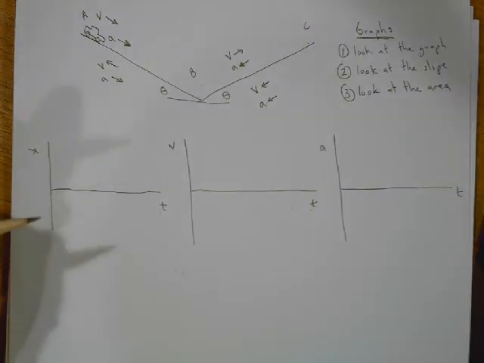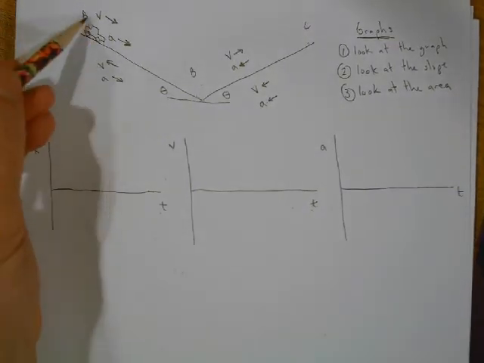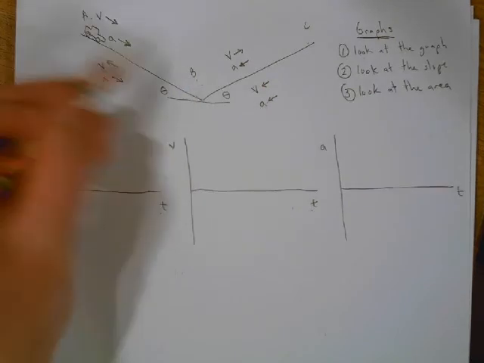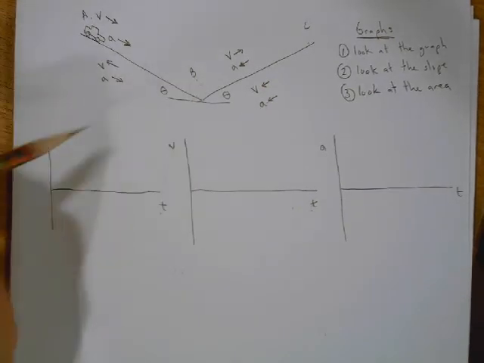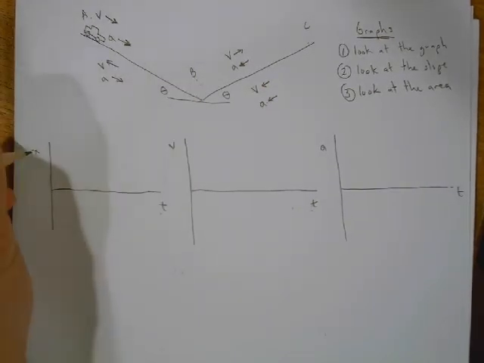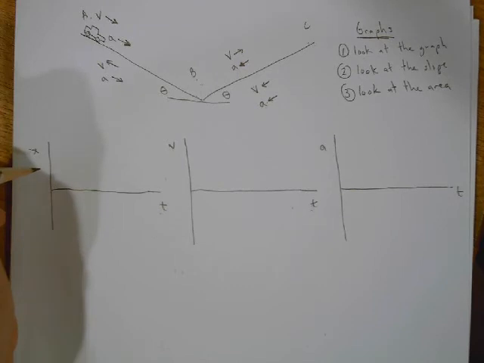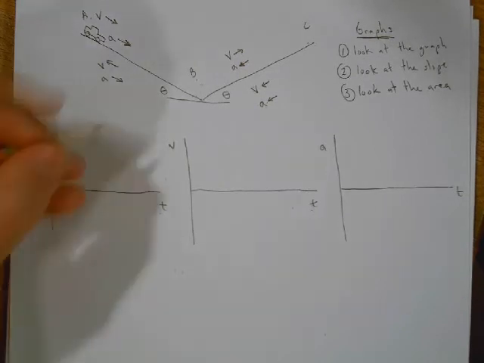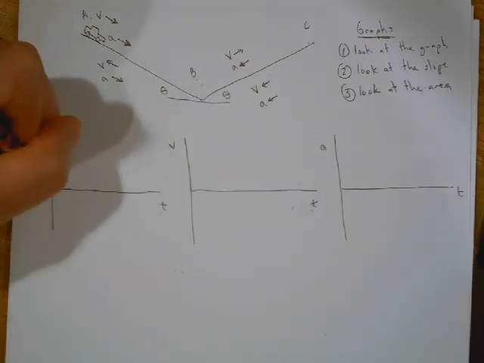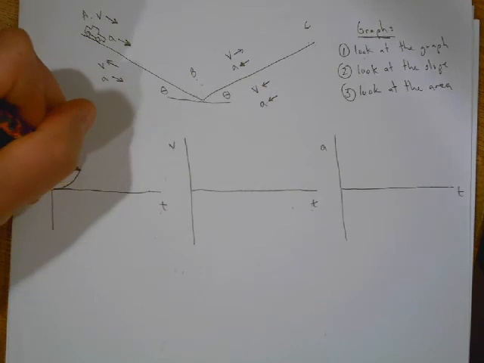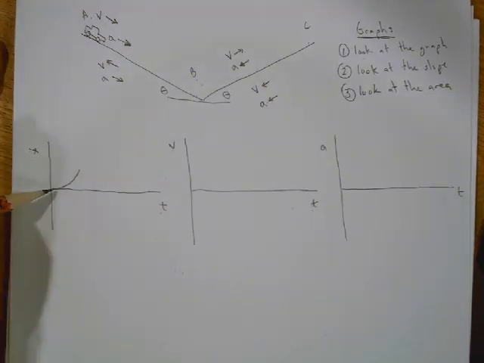Okay, so now we need to graph that motion. From A to B, I am speeding up going forward. I'm going to call positive x the forward direction, negative x the backwards direction, just to simplify this. So speeding up going forward.